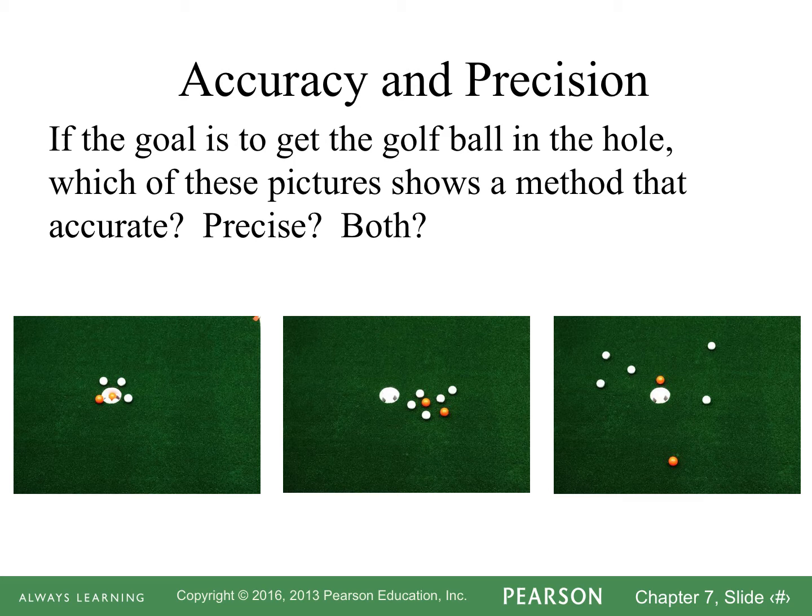So let's take a look at the first picture at the bottom left. In this picture, you see that all of the balls have been hit so that they are centered around the hole. And in fact, some of them have landed in the hole. This is an example of accuracy and precision. The second picture in the middle shows golf balls that are tightly clustered together. So it's very precise, but it's not accurate because they aren't centered around the hole, which is why none of them made it in. And on the third picture, you can see that all of the golf balls are centered around the hole, but it's not very precise, again, which is why none of them made it in.